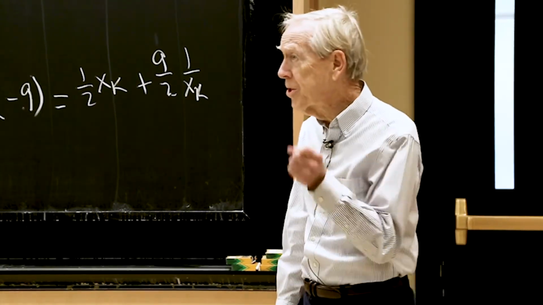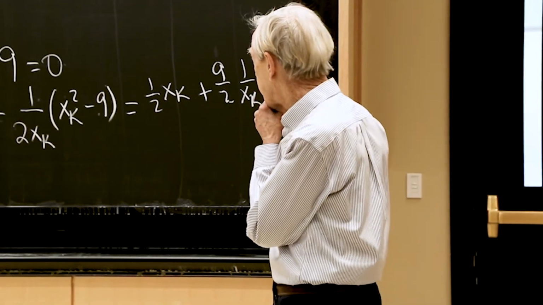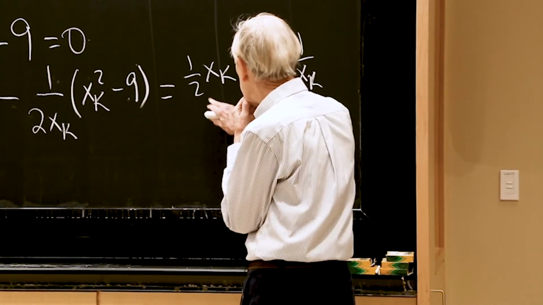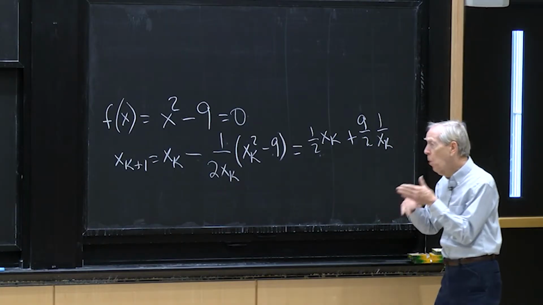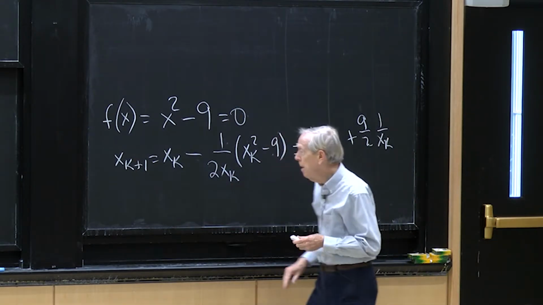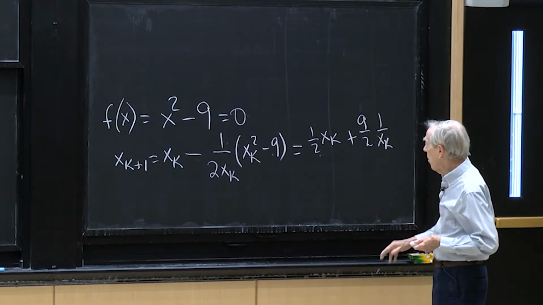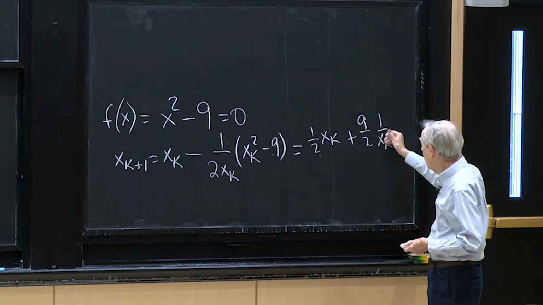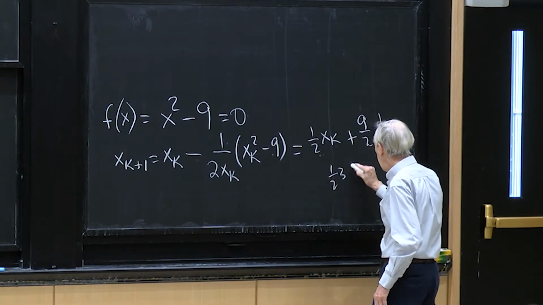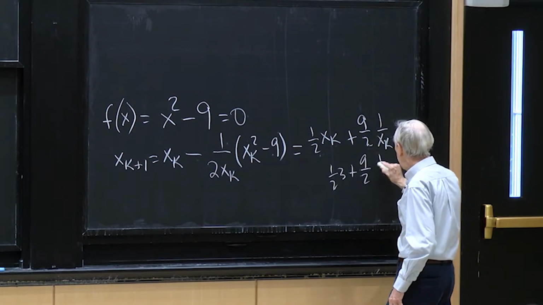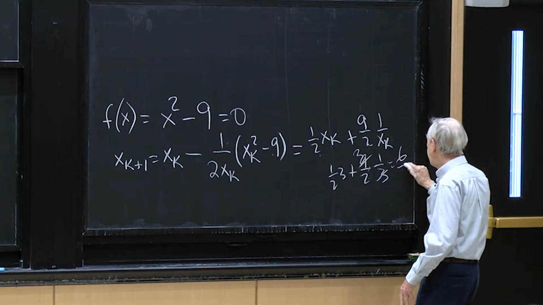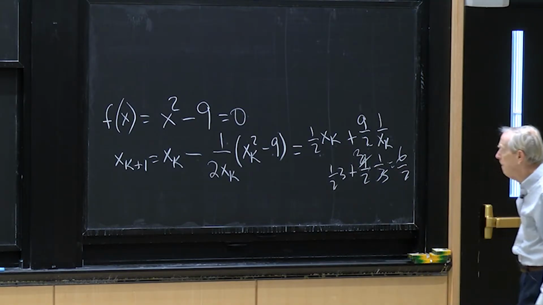Can I just check that I know the answer is 3? Can I be sure that I get the right answer, 3? So if xk was exactly 3, then of course I expect xk plus 1 to stay at 3. Does that happen? Half of 3 and 9 halves of 1/3, what's that? That's 3 halves and 3 halves. That's 6 halves, and that's 3. Okay.